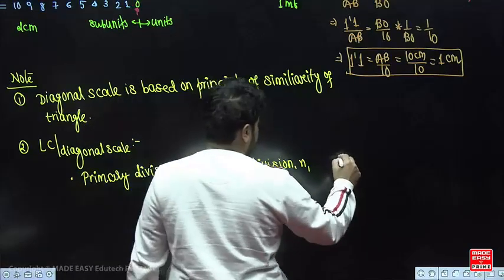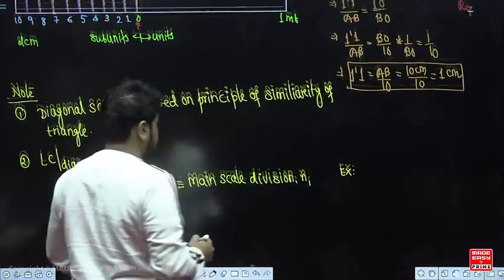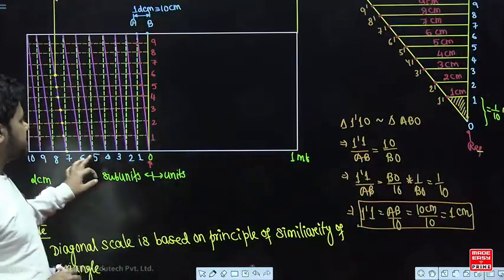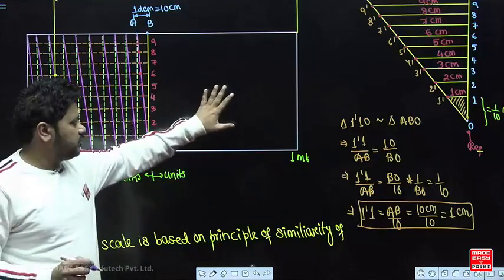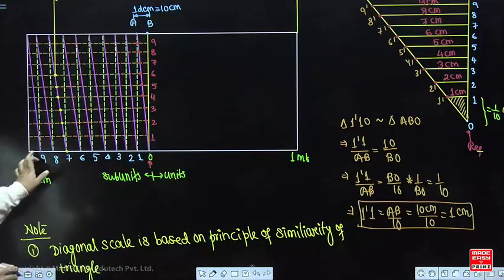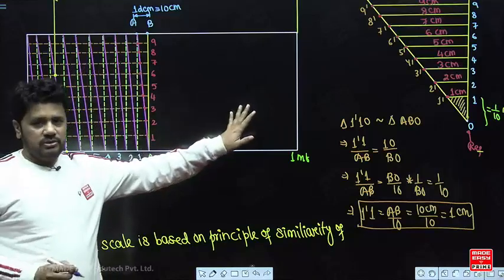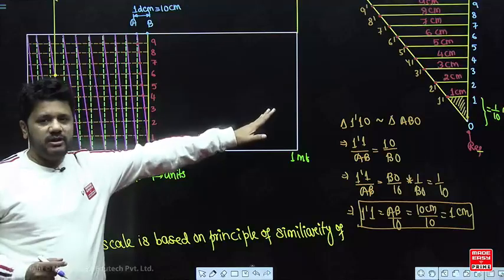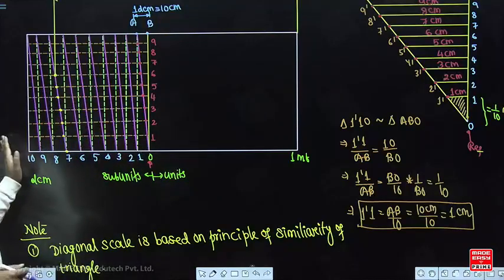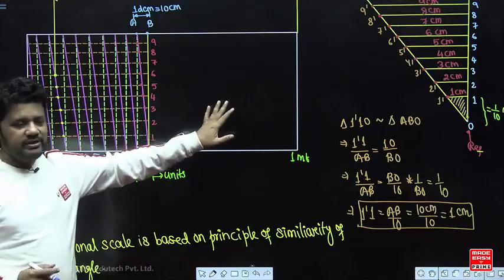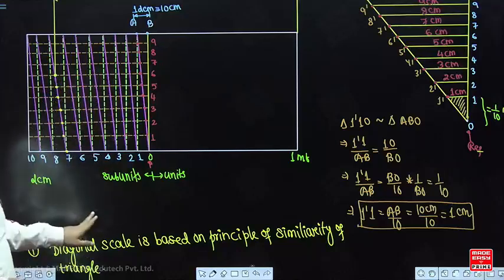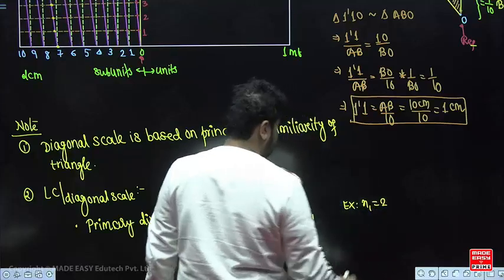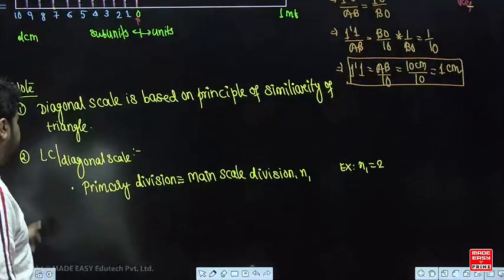So for this example, what is the main scale division? You can see that this is the whole scale. This scale has been divided into two major groups. One is 0 to 1, another is 0 to this 10. So this is a 1 and this is a 2. So the main scale division means the whole scale has been divided into two parts. One part is towards the unit, another part is towards the subunit. Here only one division is there, here one more division, so two divisions. So here n1 is equal to 2. That is your primary division.